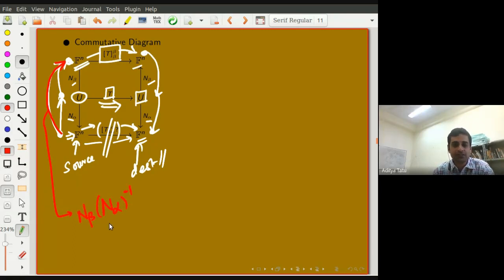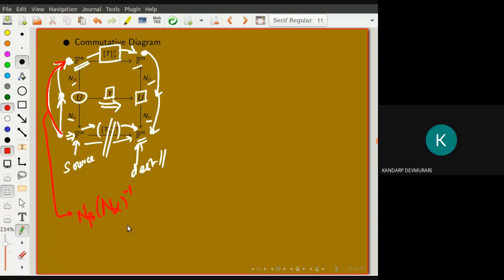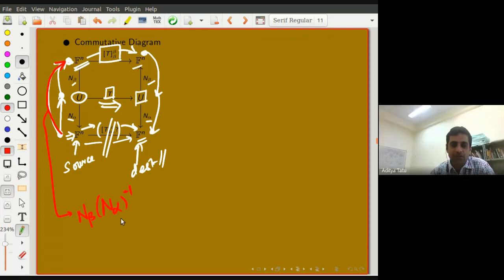A trivial question, why should N alpha be invertible? It's an isomorphism. Is N alpha going to be a matrix?